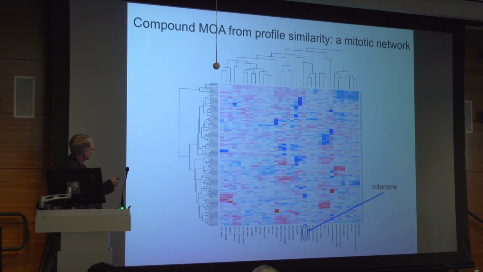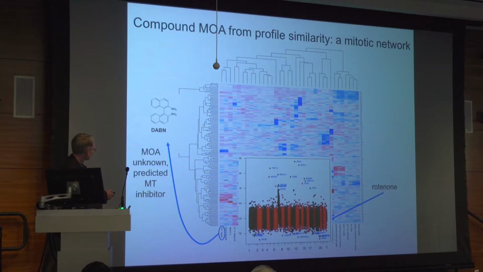And so here's a cluster of all of these different microtubule poisons and other mitotic inhibitors we've run. There's rotenone right in the middle of the cluster, and you can see there's a lot of diversity in this cluster. One of the other compounds that landed into this cluster is a compound called DAB-N that we were working on for other reasons, and it had this diagnostic chromosome 7 column of hits, and it turns out to be a previously uncharacterized mitotic or microtubule poison.